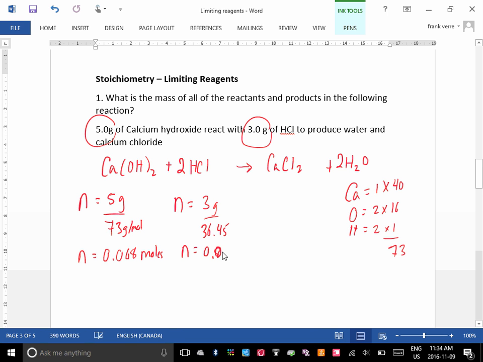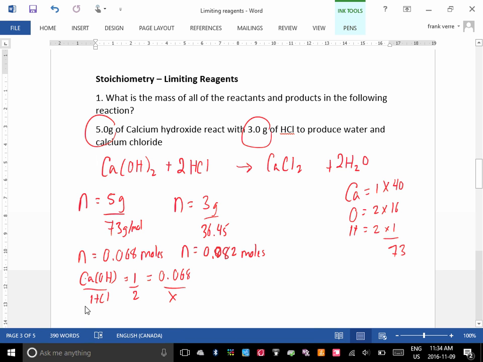Okay, so 0.082. Yep, plus 1 hydrogen, right? It's HCl, so 1 hydrogen plus 1 chlorine. Okay. Now, the molar ratio is 1 to 2, correct? So if you look at the molar ratio of calcium hydroxide to HCl, it's 1 to 2. So if we have 0.068 moles of calcium hydroxide, how many moles of HCl would you need?